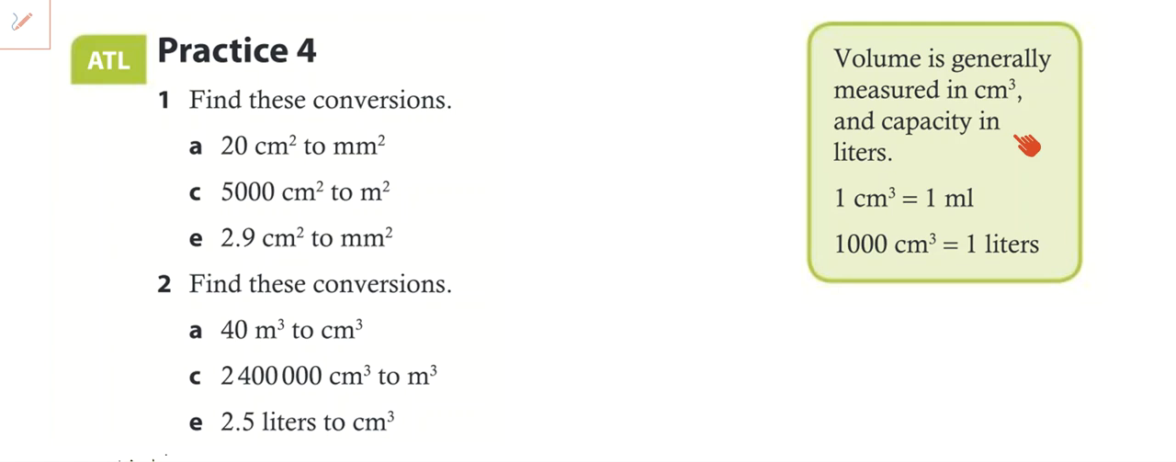So you've got a conversion there that helps you. 1 cubic centimetre is basically a millilitre. Therefore, 1 litre, like the 1 litre bottles of drink, is 1,000 cubic centimetres. Right, so that's a piece of information.